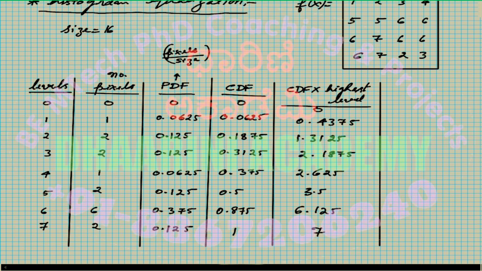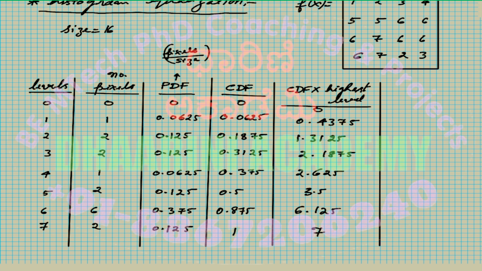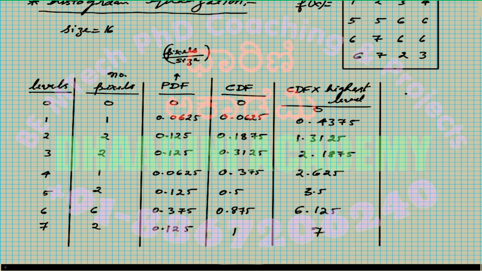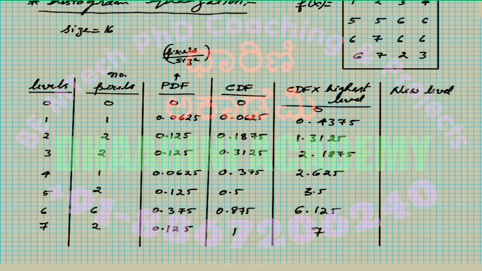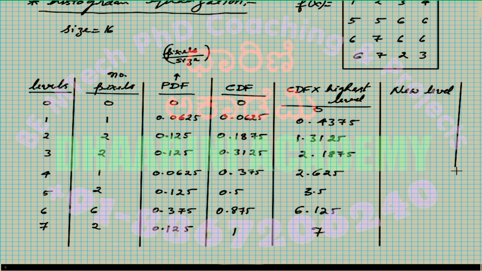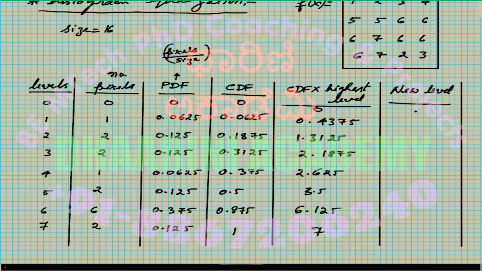All right, and the final column is nothing but the new level. Okay, so you have to calculate a new level. This has to be calculated by considering the closest whole number for the entry in the previous column. So 0 means it is 0. 0.4 has the closest whole number which is 0. 1.3 has the whole number 1. 2.18 is 2. 2.6 has 3. 3.5 has 4. 6.1 has 6 and 7 is 7.